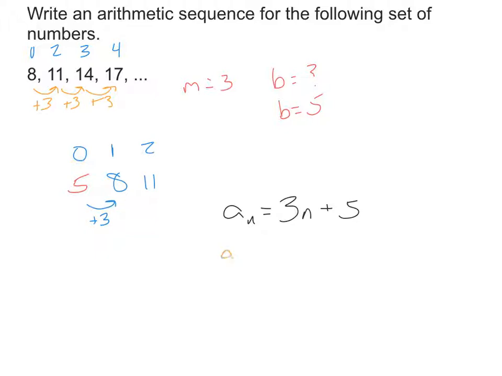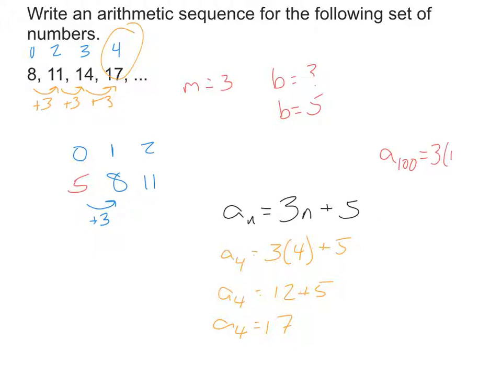So you can test this out. If I wanted to find a sub 4, we would do 3 times 4 plus 5. So this is asking me what's my fourth term? Well, that's 12 plus 5. And a sub 4 would be 17. And you can see how that's accurate. Well, then if I wanted to find, let's say, a sub 100, my 100th term, well, that would be 3 times 100 plus 5. So a sub 100 would be 305. And we are done.